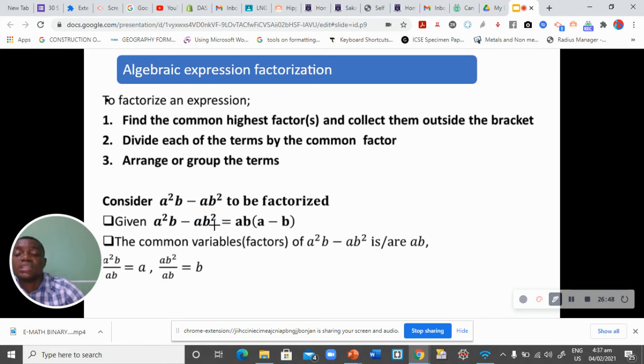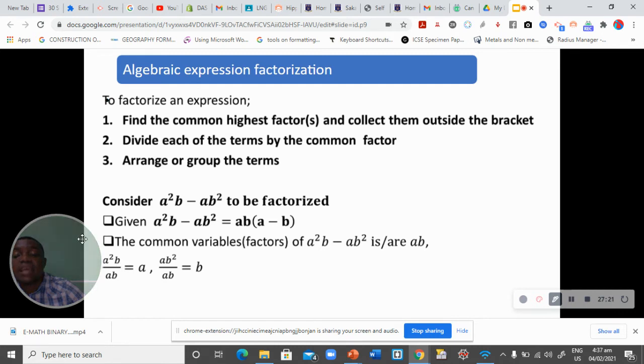So what you see is that a is common here, a is common there. So a is here, a is here, b is there, b is there. So you take the factor. The factor will be ab. Then the remaining one will be a minus b. So to get the common factor of a squared b minus a b squared, it is ab.